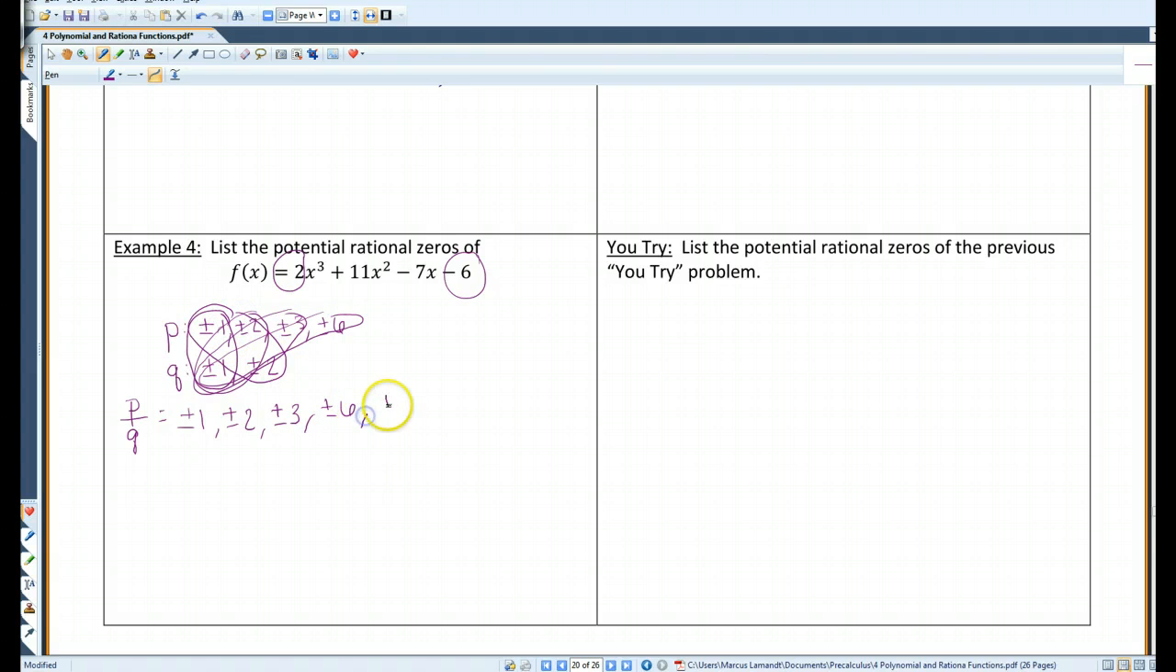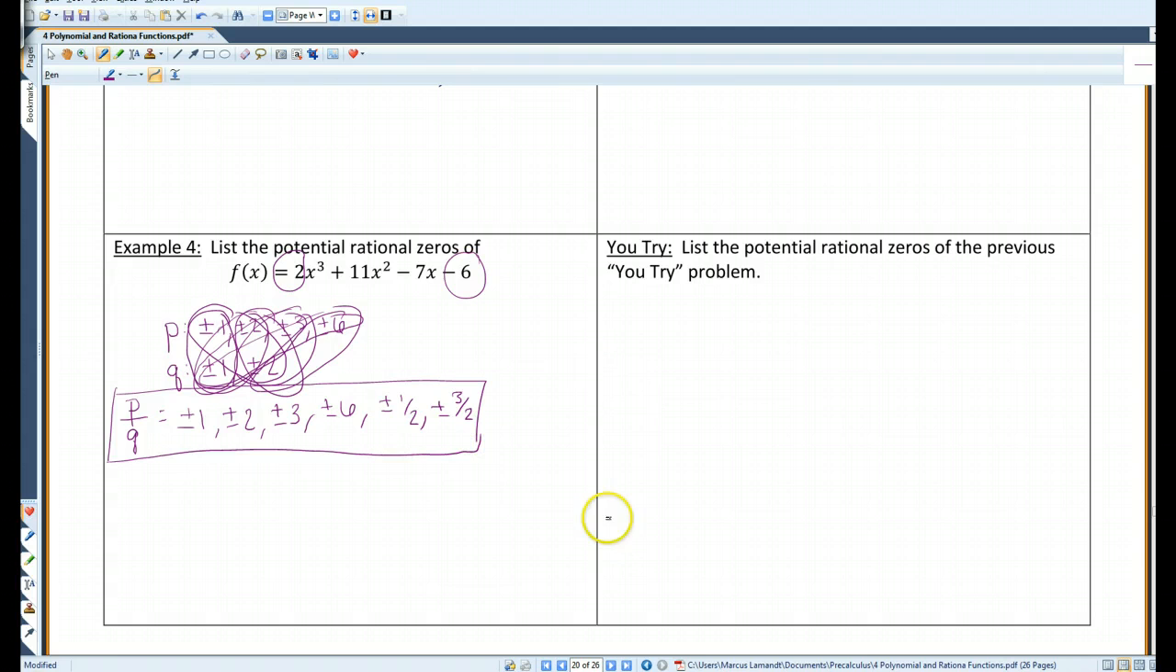1 divided by 2 is 1/2. 2 divided by 2 is just 1, which we already have. 3 divided by 2 is 3 over 2. And 6 divided by 2 is 3, which we already have. So these are the potential rational zeros. If f has a rational zero, it will be found in this list, which contains 6 times 2, 12 possibilities.